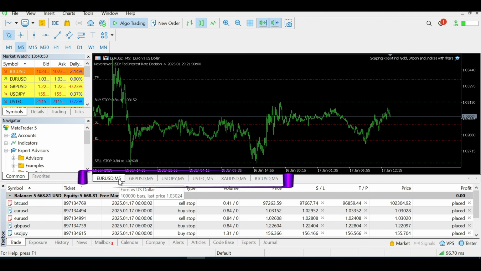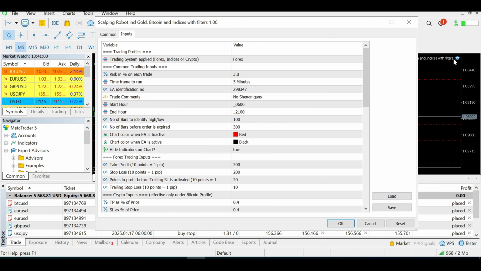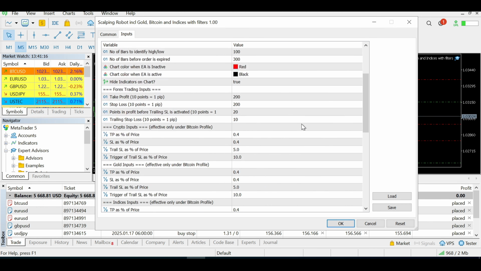So with the 5,000 euro account, I have set it up on Euro USD, GBP USD, USD JPY, Nasdaq, Gold, and Bitcoin. For the settings, I'm using the same settings that I've shared in the videos. So 200, 220, and 10 for the Forex pairs, and 0.4, 0.45, and 10 for the non-Forex pair, which corresponds to the Forex settings in terms of price.